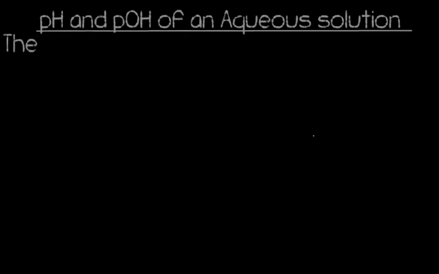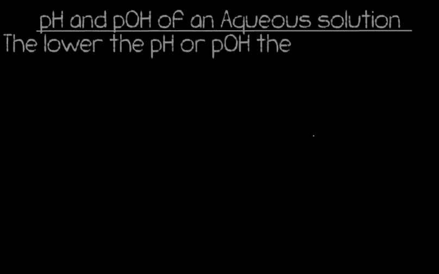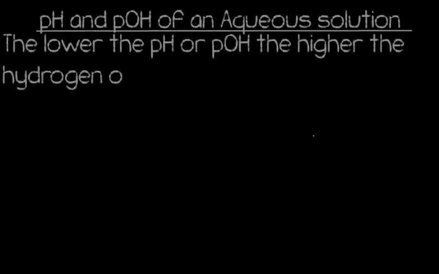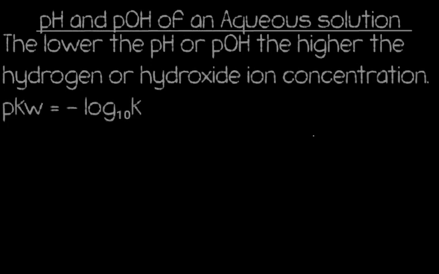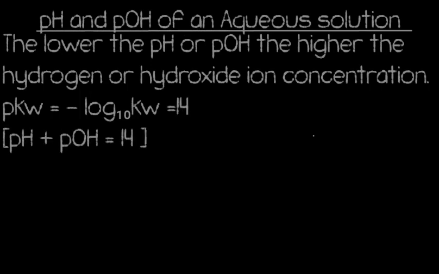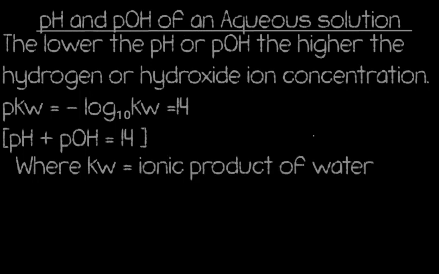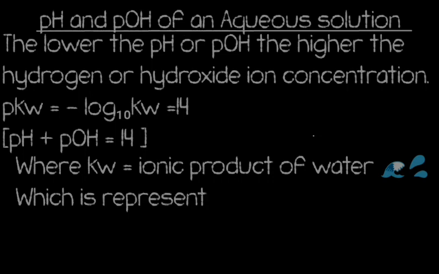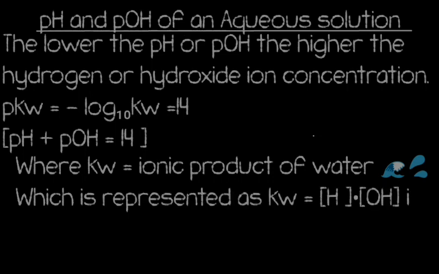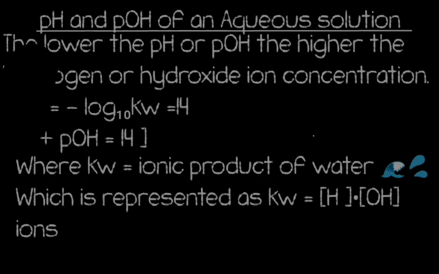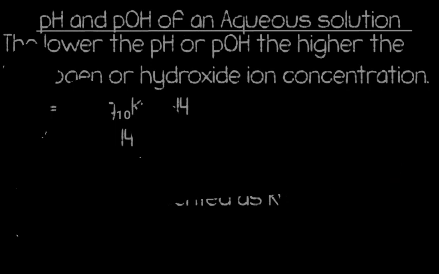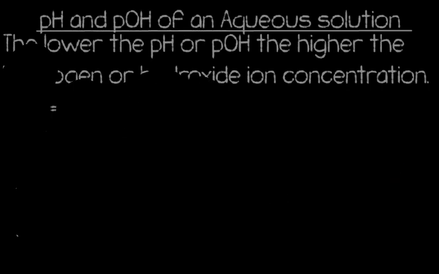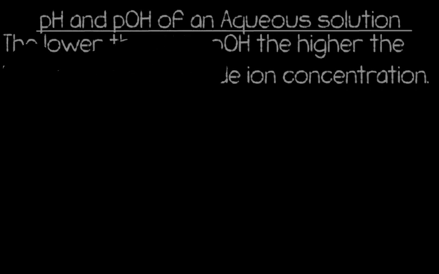Let's continue. The lower the pH or pOH, the higher the hydrogen or hydroxide ion concentration. pKw, that's the power of the ionic product of water, is equal to the negative logarithm of Kw, which is equal to 14. And we will know that pH plus pOH is equal to 14. That's the value for that. And the Kw is the ionic product of water, which is represented by the ions that form water, that's H plus and OH minus.